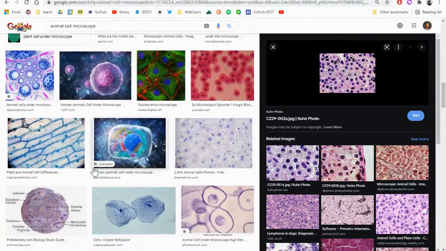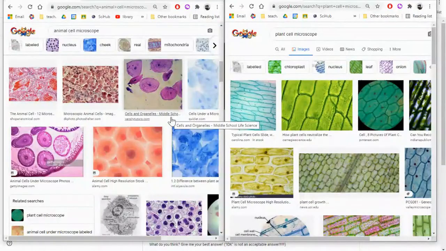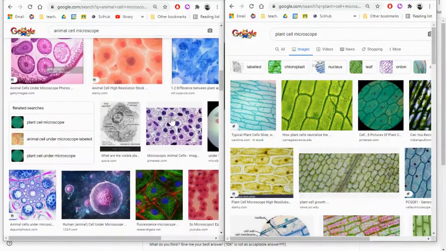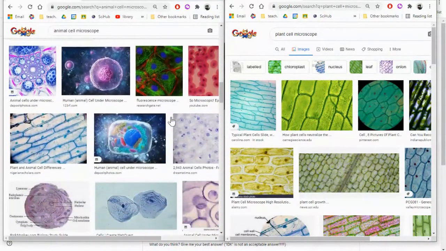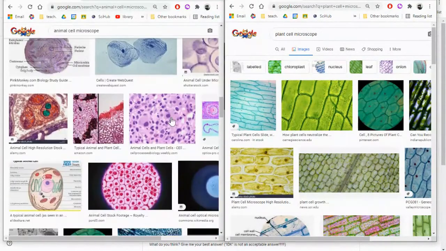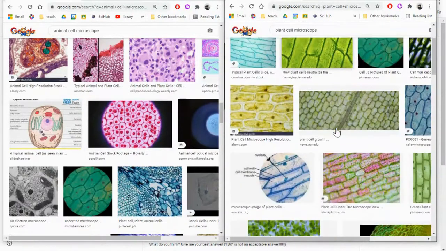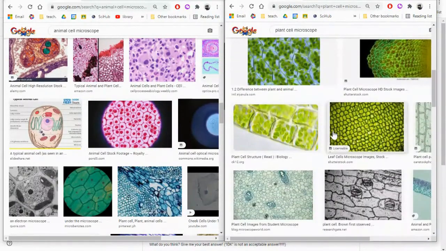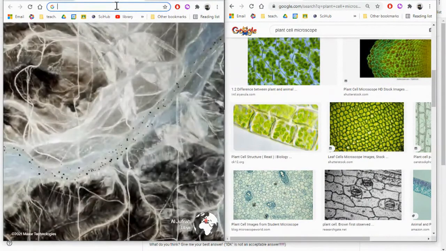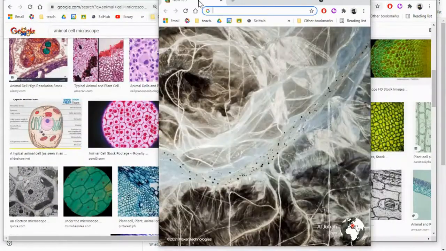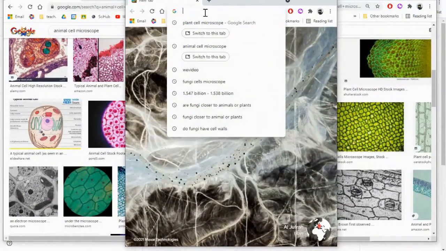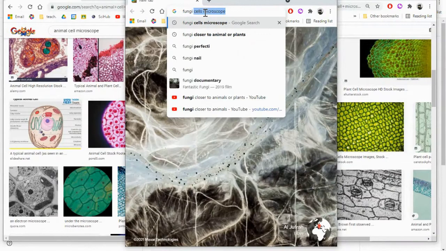Now, here's the riddle. If I pull up fungi cells in a microscope, I want you to choose in your own mind right now, without saying it to your partners at your table: when we look at these cells of fungi under a microscope, do they look more plant celly or more animal celly?